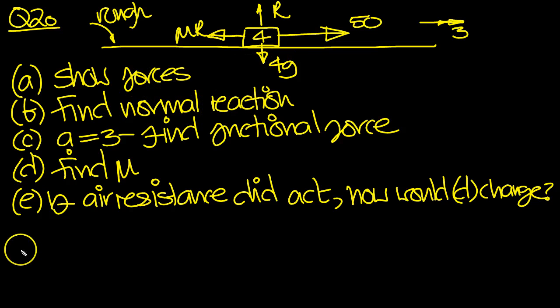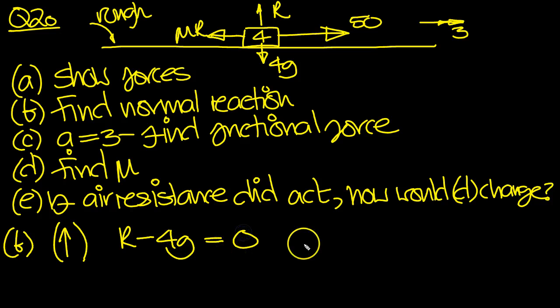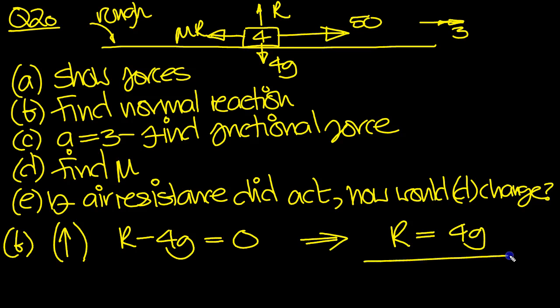Find the normal reaction. So part B now, the normal reaction. So let's resolve forces vertically then. R minus 4g are the vertical forces here and here. There's no acceleration, so it's equal to 0. So that tells us then that R is equal to 4g. So R is 4g. That's the normal reaction.